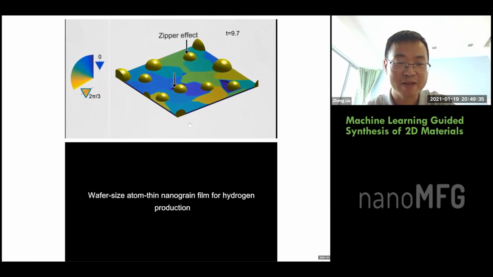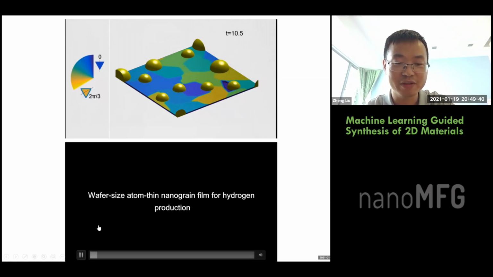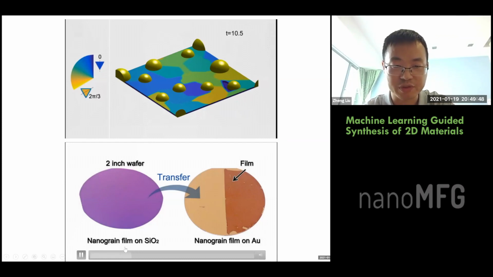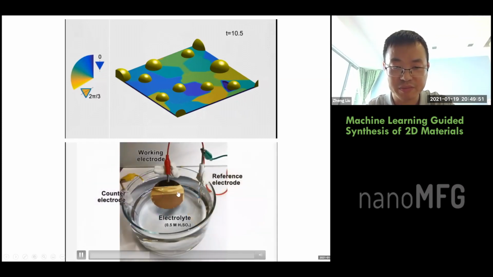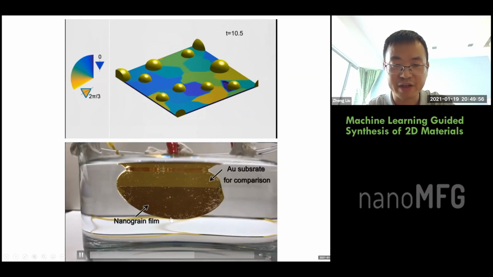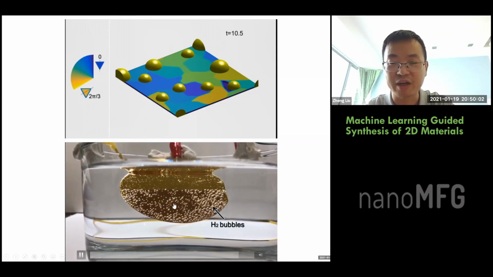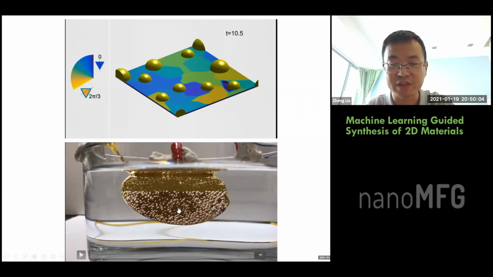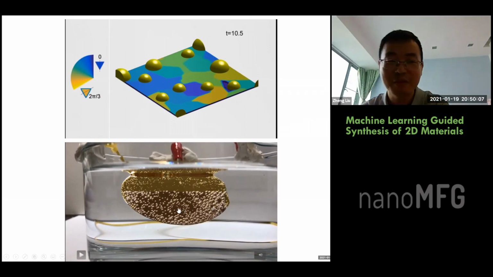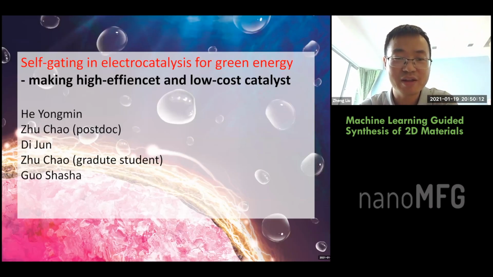Okay, so what can we use such structures for? We use it for hydrogen generation. Let me see. So we transfer these materials onto the gold substrate, and we can find that a lot of hydrogen bubbles are coming out because of the high activity of such grain boundary structures. All right, let's move on.